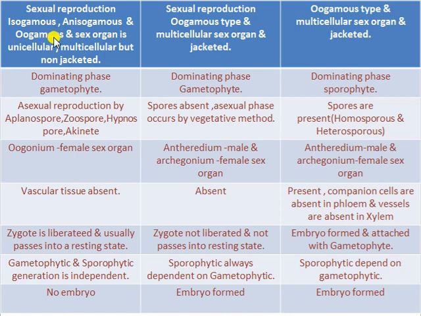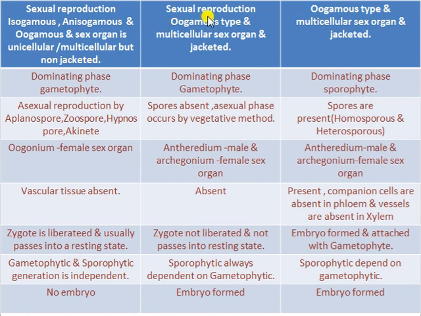In case of oogamy, always keep in mind, one gamete is motile and small, another gamete is non-motile and large. The motile gamete is the male one, the non-motile gamete is the female one. They also have sex organs that can be unicellular or multicellular but not jacketed. That means there is no external covering for this kind of sex organ.